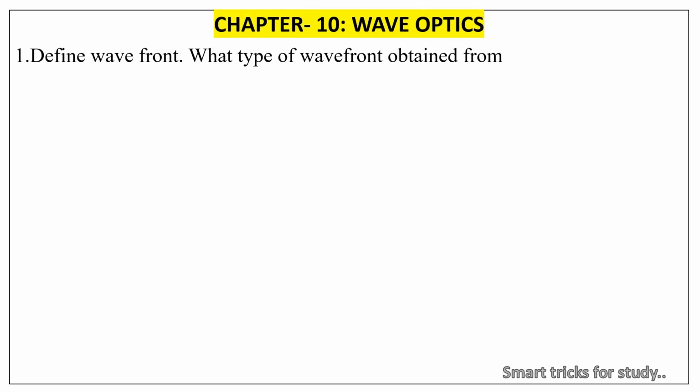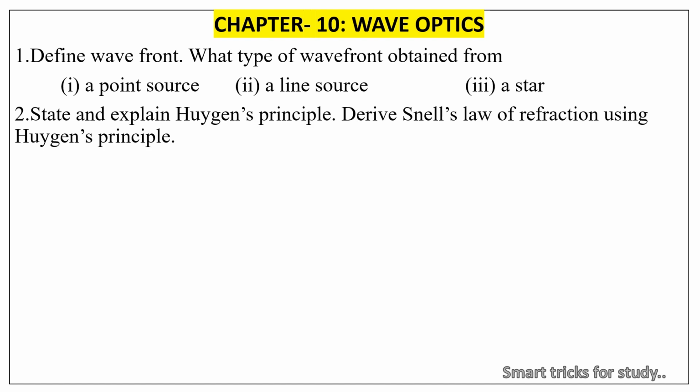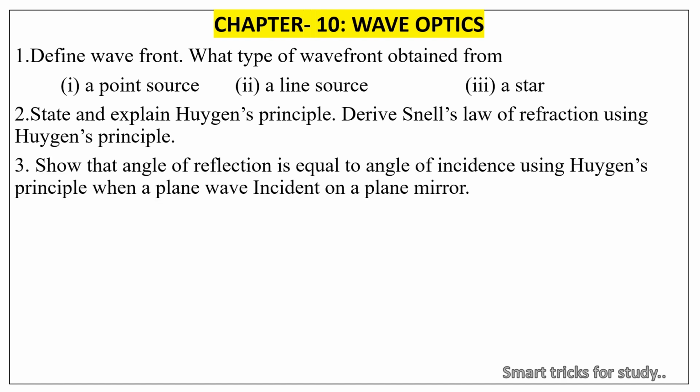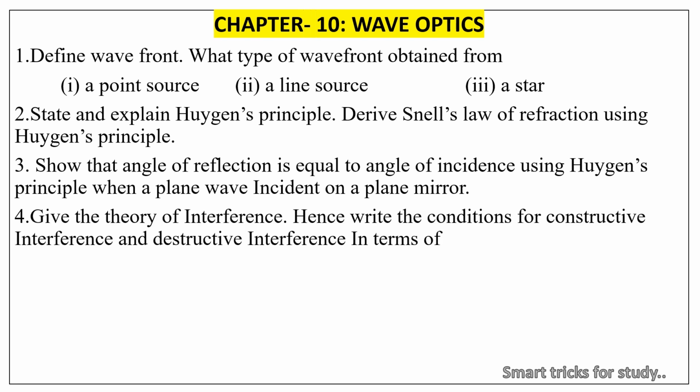Chapter 10, Wave Optics. 1. Define wavefront. What type of wavefront is obtained from 1. A point source, 2. A line source, 3. A star? 2. State and explain Huygens principle. Derive Snell's law of refraction using Huygens principle. 3. Show that angle of reflection is equal to angle of incidence using Huygens principle when a plane wave is incident on a plane mirror.